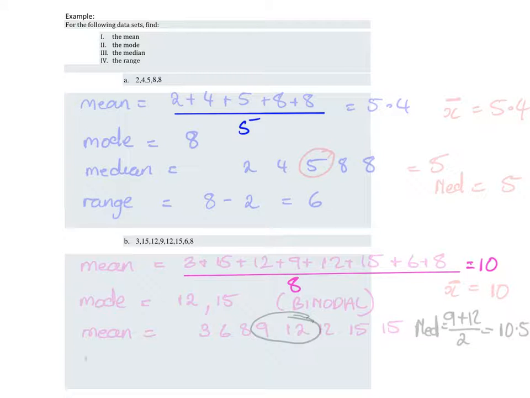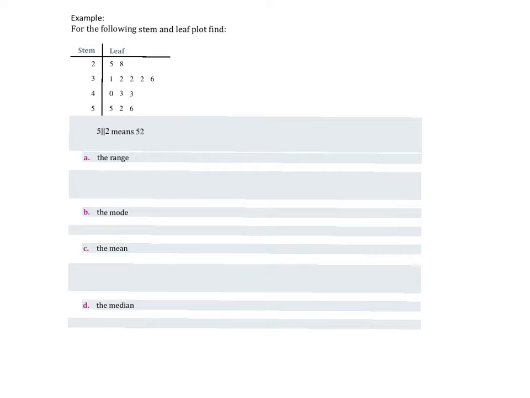And the last thing, of course, is the range, and we're looking for the smallest value there, which we can see is 3, and the biggest, which is 15. 15 take away 3 is 12. So our data ranges from 3 to 15, which gives us a range of 12.